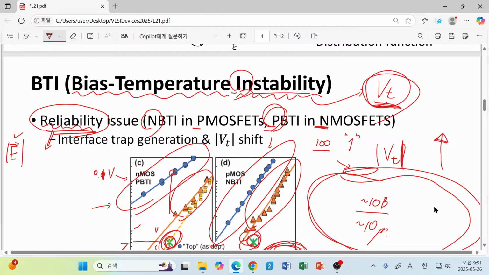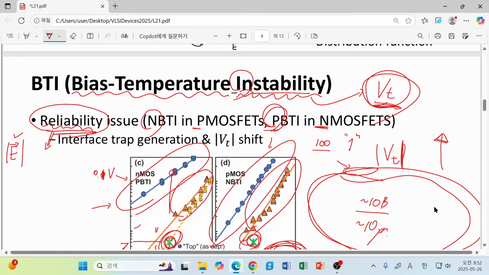NBTI in PMOSFET is important. And what is the current situation? The current situation is now at least they are equally important, or even PBTI in NMOSFET is important. Why? Because we have changed our gate stack and improved the process steps. So depending on small changes in our fabrication process, the reliability is severely impacted.